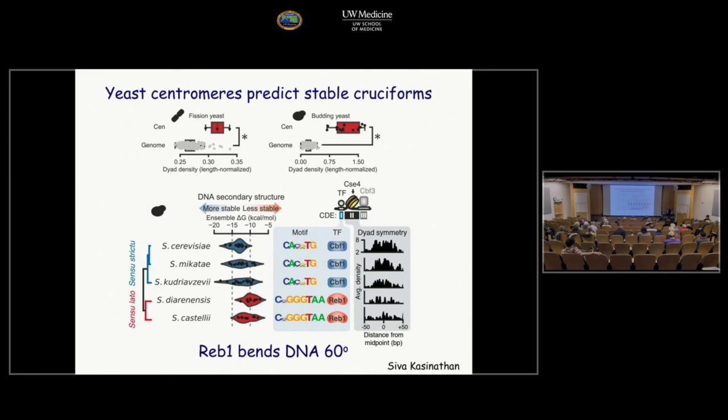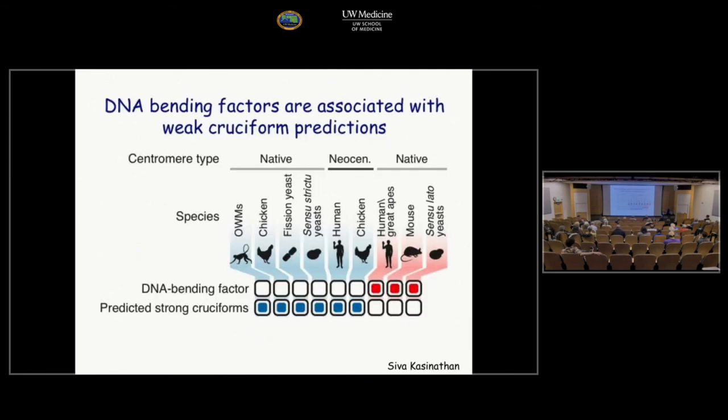So throughout the eukaryotic kingdom, there are two types of centromeres. They're those with a DNA bending factor, and they're those without, but predict strong cruciform structures. Okay, all this is hypothetical theory. Is there any evidence that this is actually the case?